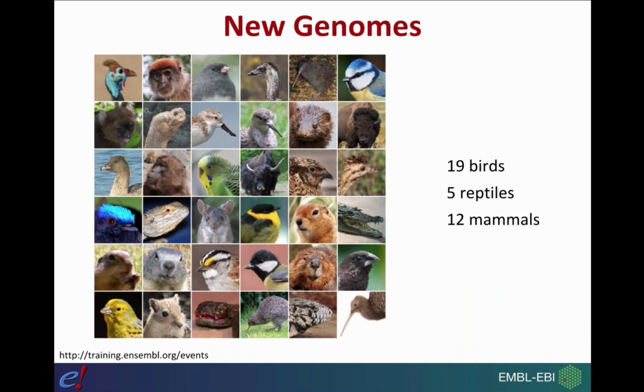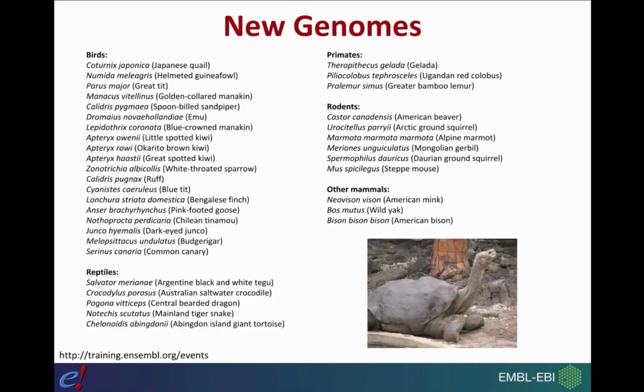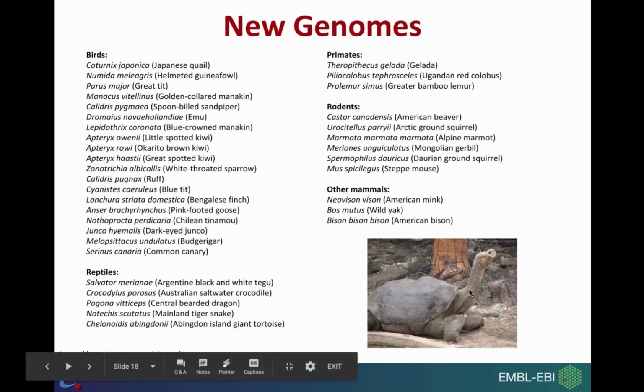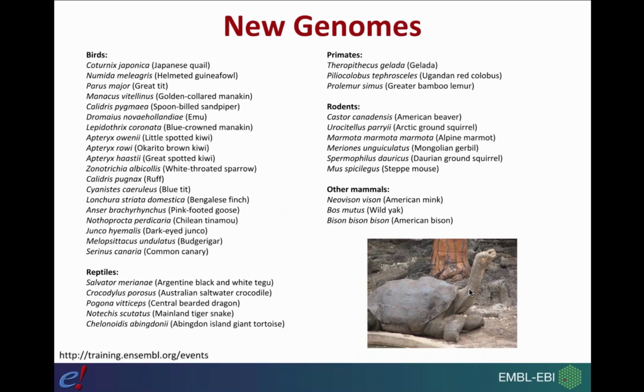Furthermore, of course, we have new genomes in this release. There are a total of 36 species in this release which are new, 19 birds, 5 reptiles, and 12 mammals. And this is a whole list with more detail. You can see our birds include, for example, 3 different kiwi species. We have primates, rodents, and other mammals, and we have reptiles as well. We are particularly excited about the fact that we have the genome of Lonesome George, which is this tortoise here from the Galapagos Island, who sadly died in 2012, and he was the last survivor of that species.